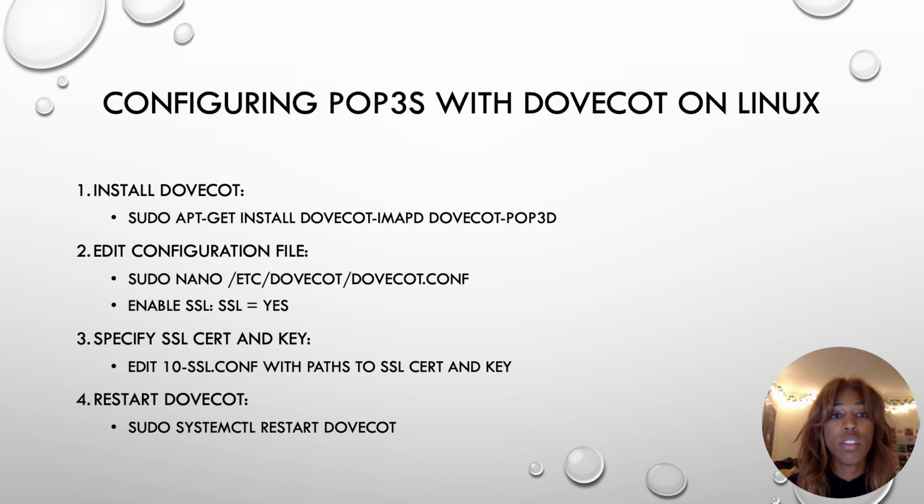Here are the installation steps for POP3S with Dovecot on Linux. So you would use the sudo command and edit and configure your files using nano, and then you would add in your SSL certificate and key, and then restart Dovecot.